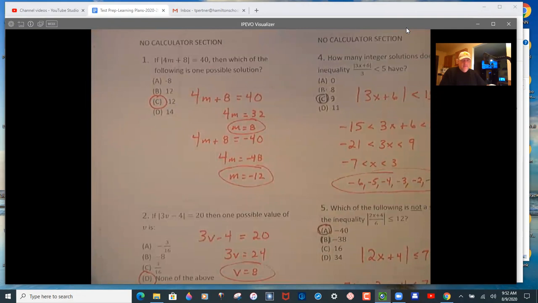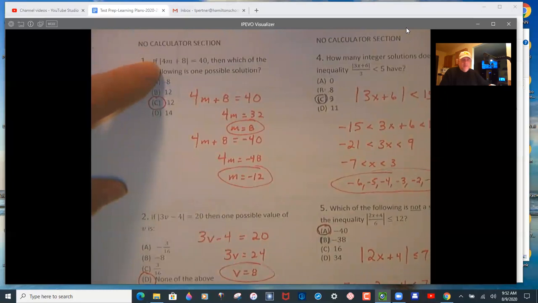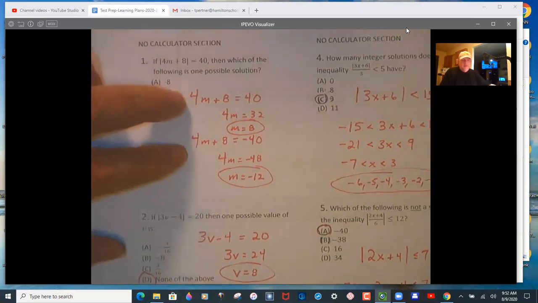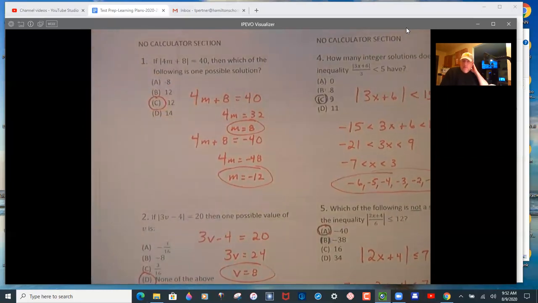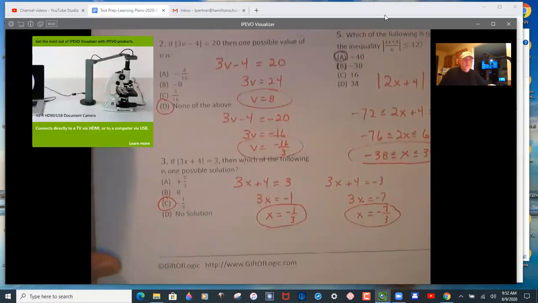So the idea of absolute value is that both the positive and negative work. In other words, you make anything inside those vertical bars positive. So a 40 could go in there and a negative 40, and that's why you set what's in there equal to 40 and negative 40, and then solve it out, and you get 8 and negative 12. So negative 12 is the one.